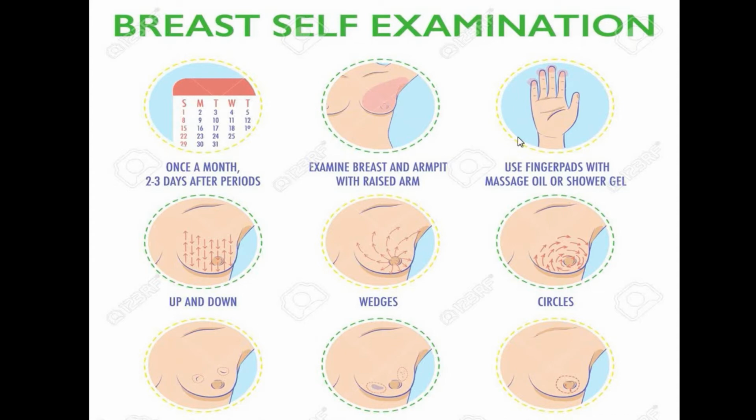The steps are clearly mentioned. It should be done with the fingers, in all quadrants of the breast, from upward to downward, in a circular and wedge-shaped pattern, and the examination can also be done in front of a mirror to identify any abnormal discharge, any lump, etc.